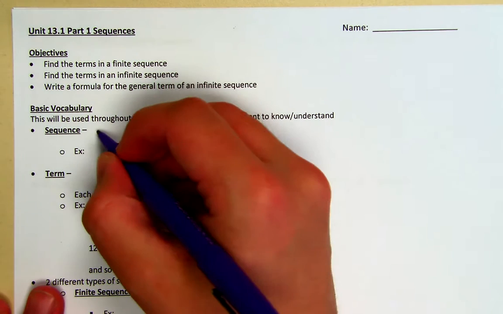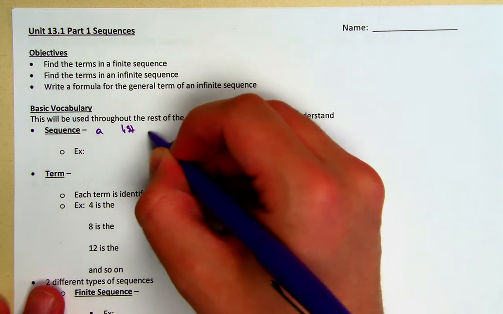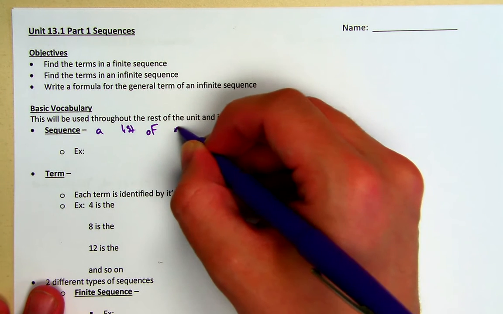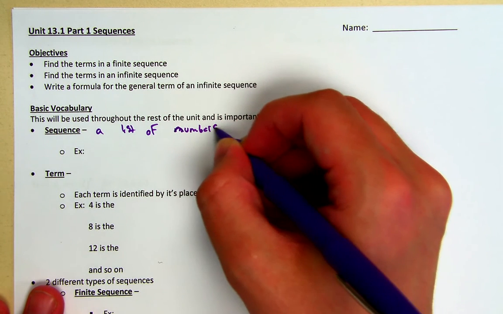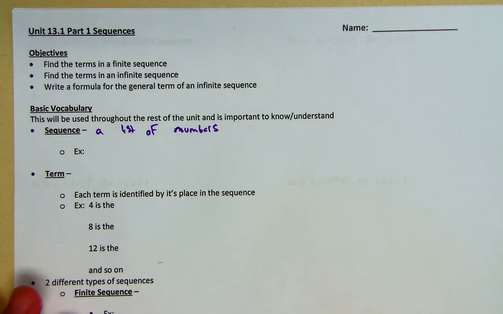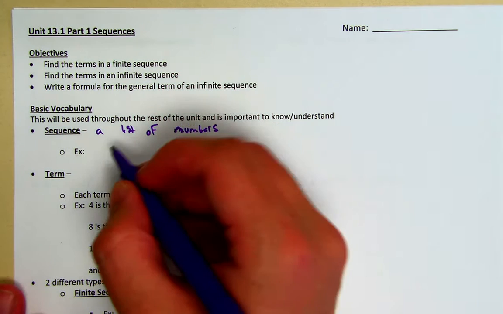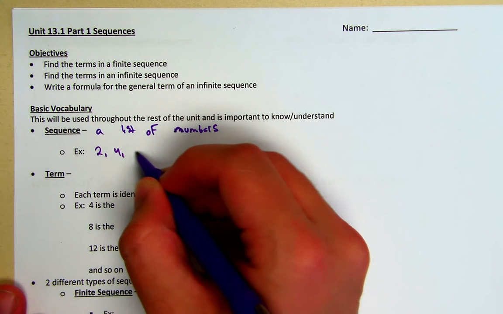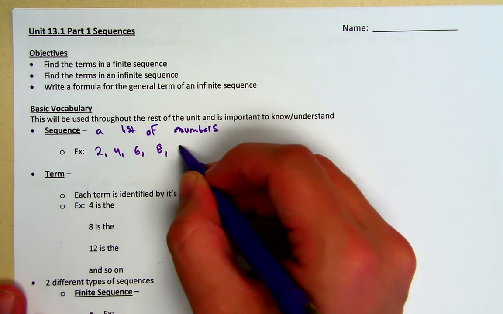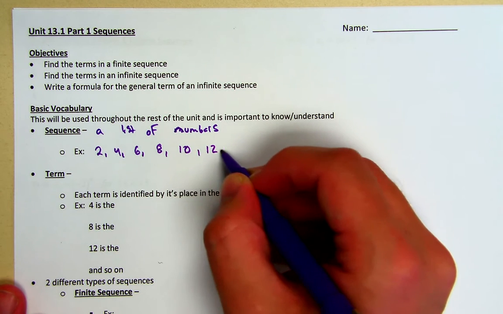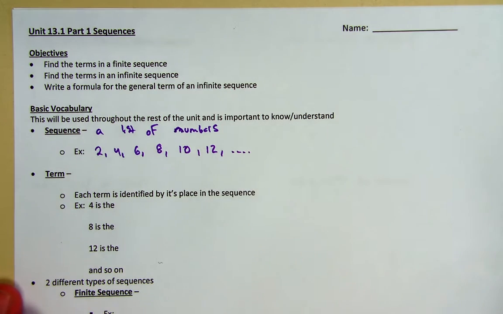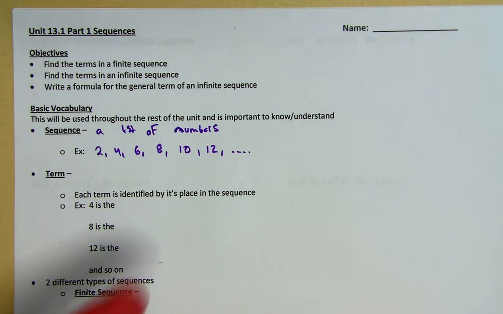So first, what is a sequence? Well, a sequence is a list of numbers. That's as simple as it is. It's just a list of numbers. An example of a sequence would be 2, 4, 6, 8, 10, 12, and so on. Well, in that, we can talk about terms. Now, you may realize a pattern here. Most sequences have a pattern to them.